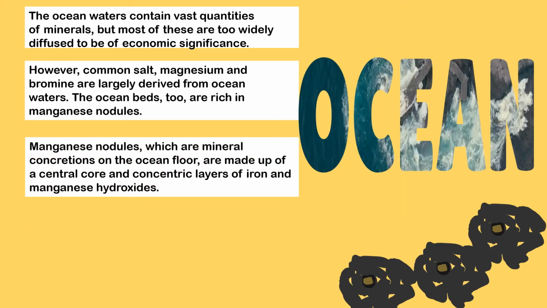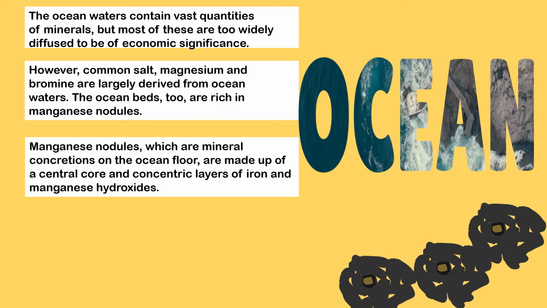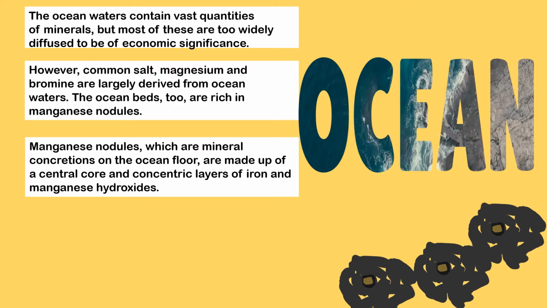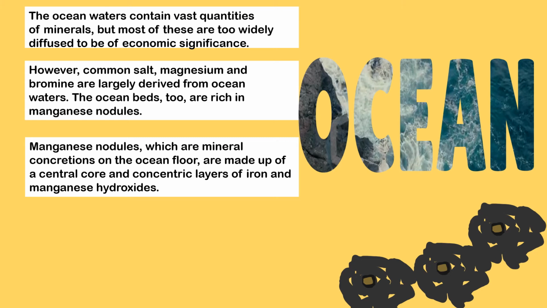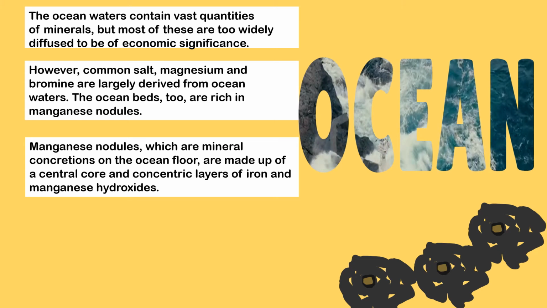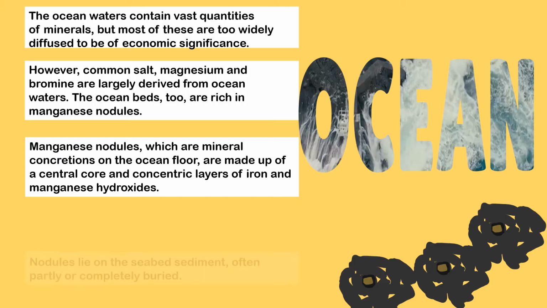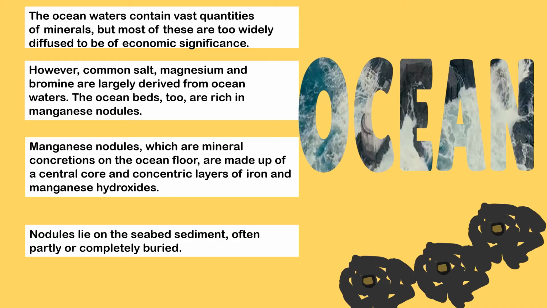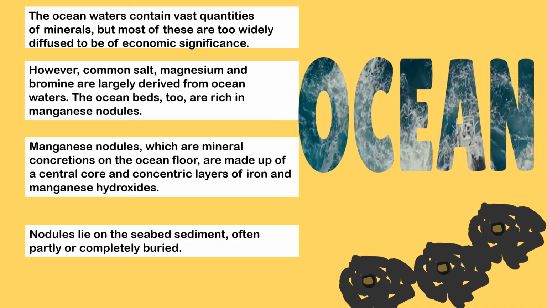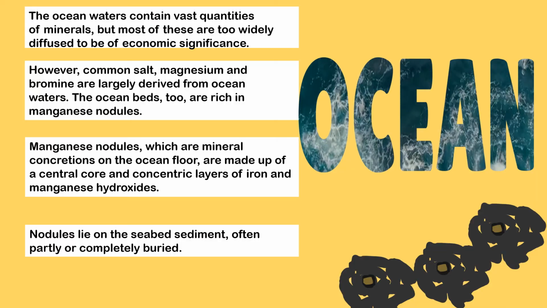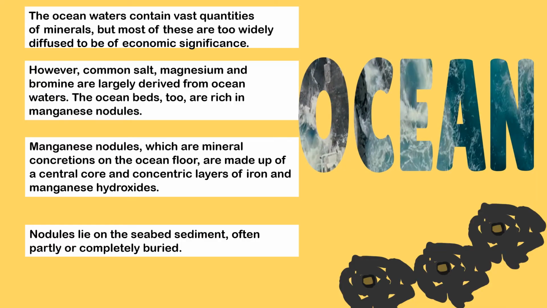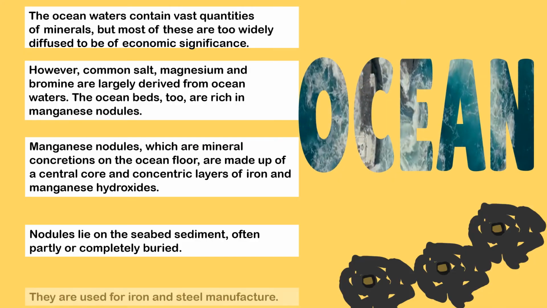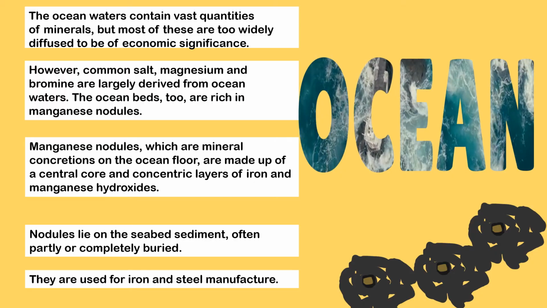Manganese nodules, which are mineral concentrations on the ocean floor, are made up of a central core and concentric layers of iron and manganese hydroxides. So here in the middle we see iron and here we have manganese hydroxide. Nodules lie on the seabed's sediment, often partly or completely buried. So they are lying on the seabed, right? Along with other sediment you can find them. What are they used for? They are used for the manufacturing of iron and steel.